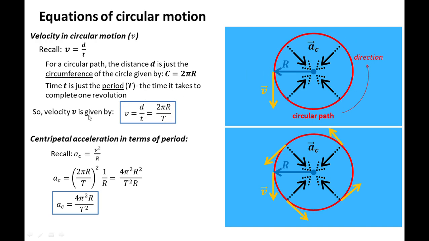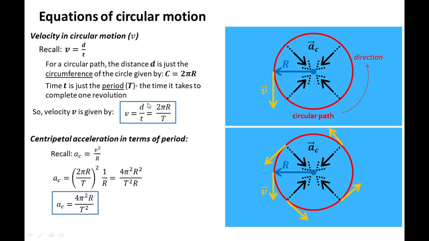So that means that the velocity of the object during the circular path can be calculated by multiplying 2 times pi times the radius of the circular path, divided by the period of the circular motion. And this is how you calculate the velocity of the object moving in circular motion.